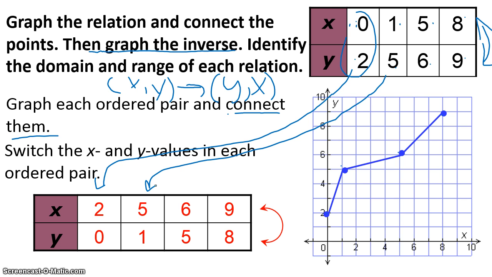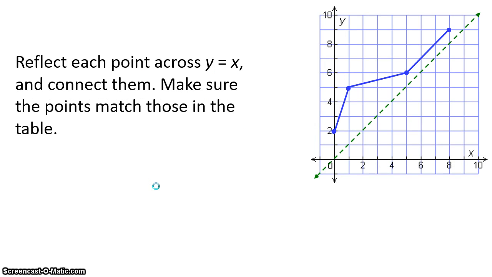Now we're going to graph the line y equals x, because remember that line y equals x is our reflection line, and then we'll graph the inverse. So here's our line y equals x. I already see it there. There we go. And now we're going to graph those points. So we'll graph our (2, 0), (5, 1), (6, 5), (9, 8), and we're going to connect them.